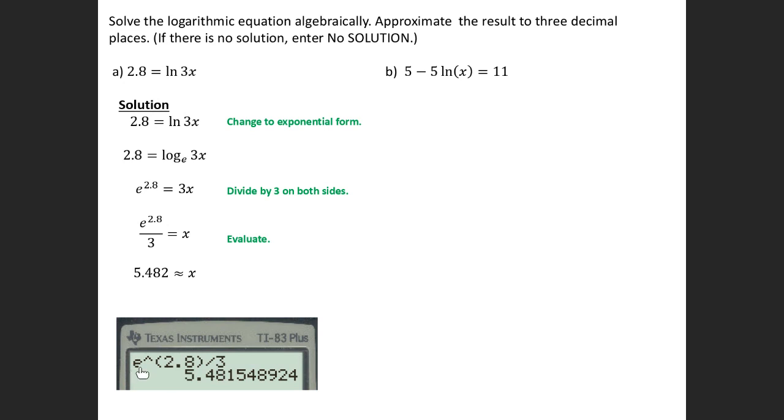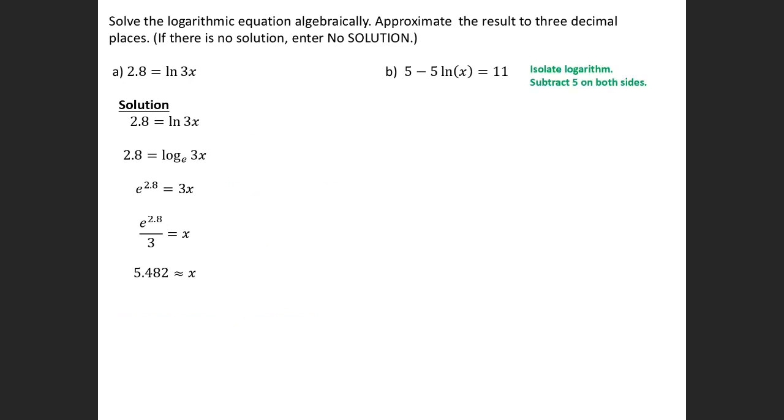We go e to the power 2.8, close parentheses, divided by 3, and this is going to give us 5.48154. Again, they want us to round to 3 decimal places, so my answer is going to be just 5.482. Okay. All right, let's do B. This one's a little bit more complicated. Again, we want to solve for the x here, so we want to isolate it as much as possible. So the first thing we want to do is move this 5 to the other side by subtracting 5 on both sides.